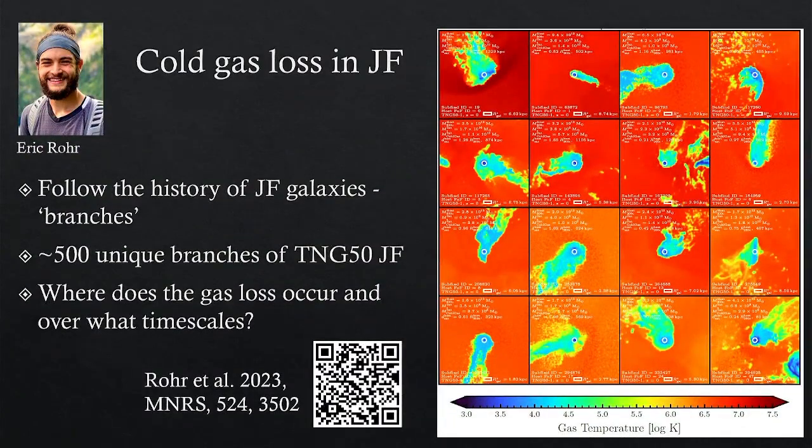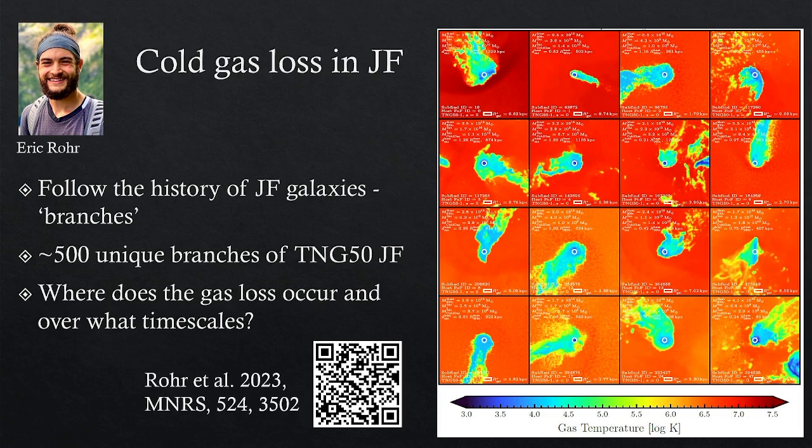Another thing we looked at was, now that we had these galaxies, especially these TNG50 galaxies that you can follow over time, how these galaxies lost their mass. This time we looked at branches, meaning we start with a galaxy at redshift 0, look back through its history up until redshift 0.5, see whether at any point it was a jellyfish or not, then compare the two and see how gas was lost. This is work led by Eric Rohr, a PhD student at Heidelberg at the Max Planck Institute.